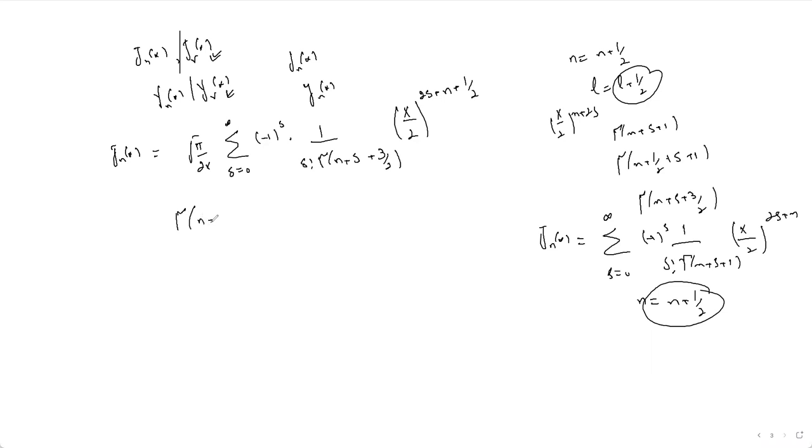Now I will use the result for the gamma function. Gamma of n plus 1 by 2 is always given by square root of pi divided by 2 raised to power n, then 2n minus 1 double factorial, where n can take the values 0, 1, 2 and so on. So what is this double factorial? It will always take the values 1, 3, 5, and so on.